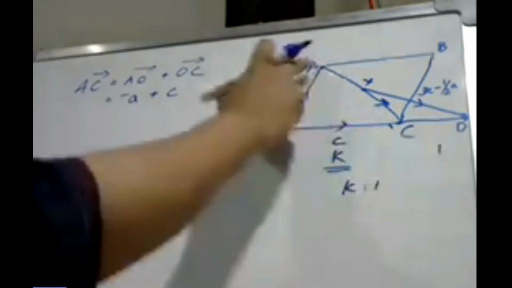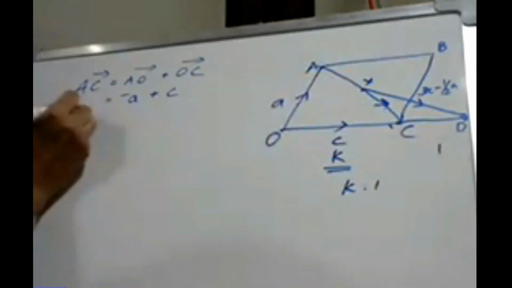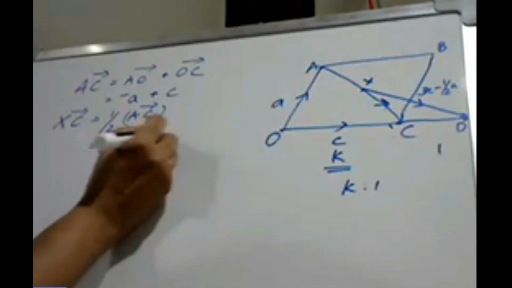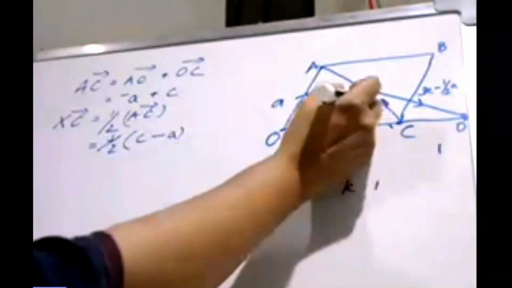And it's given that X is the midpoint of AC. If X is the midpoint of AC, this midpoint divides it equally, so vector XC is equal to half of vector AC. Vector AC is negative A plus C, which I can write as C minus A. Both are the same. So XC is half of C minus A.